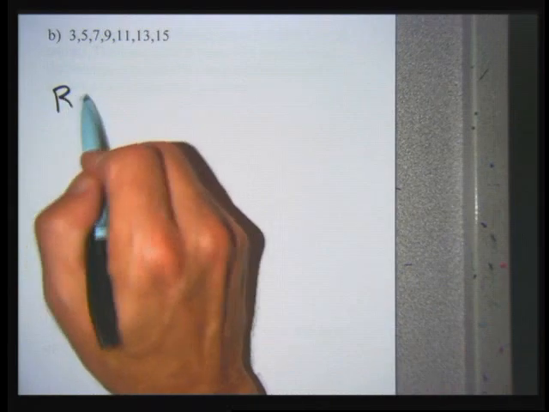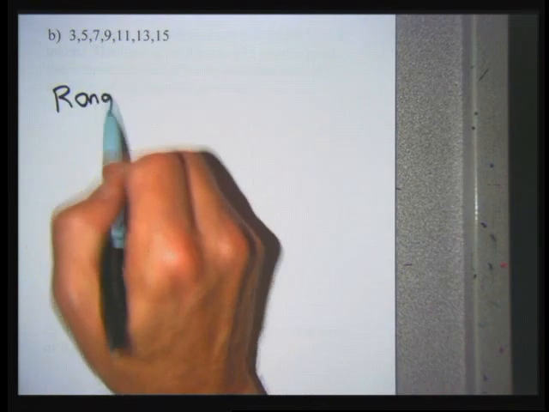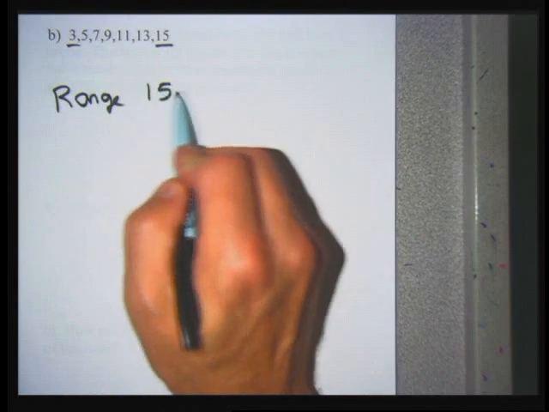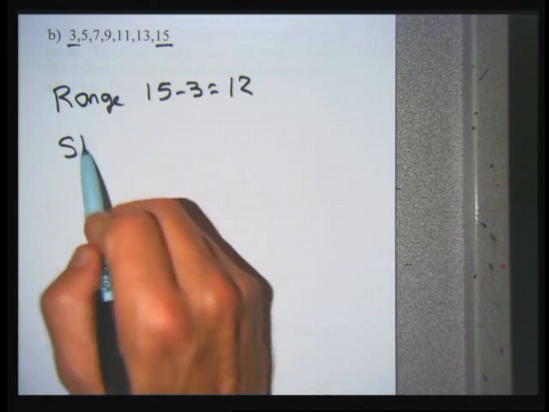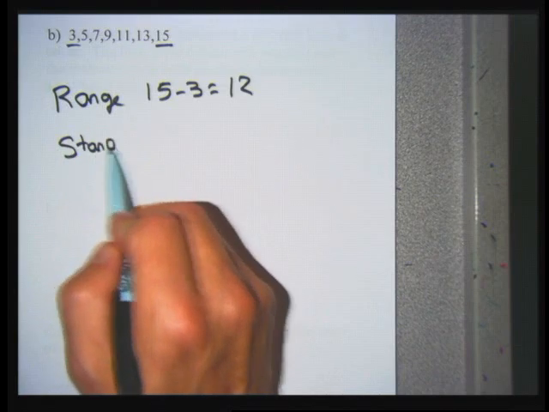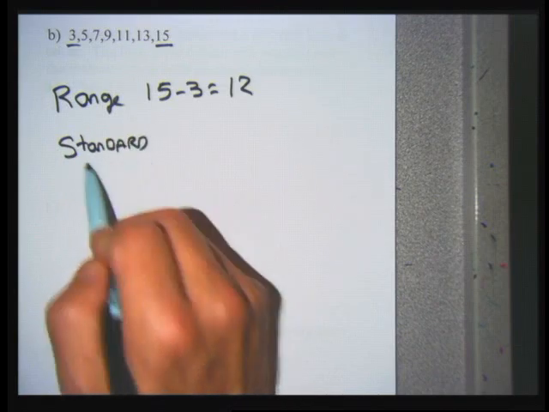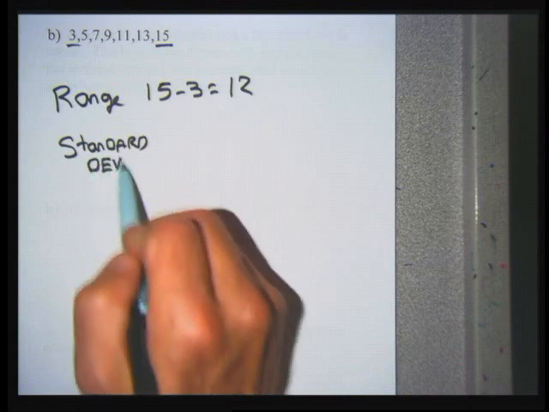For part B, with new data, the range is the highest minus the lowest, so it's 15 minus 3, which is 12. And then again, I'm going to use my calculator to do the standard deviation. So I don't care to do it by hand.